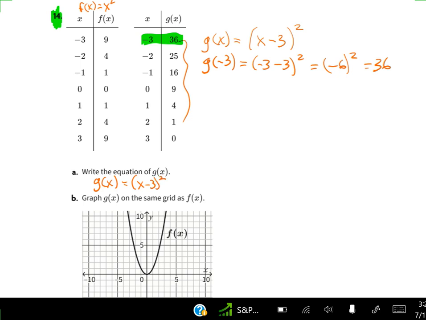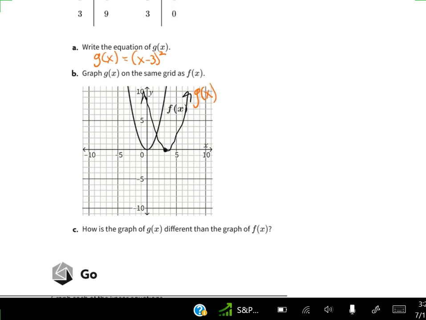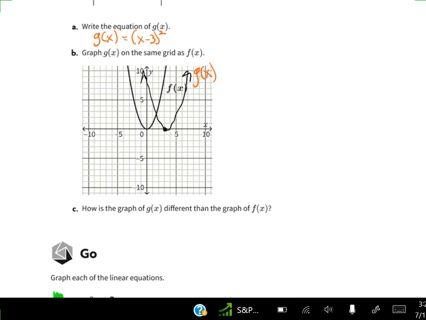And in order to sketch this, this is one of the ones that's a little bit tricky, is that every value is going to be shifted to the right 3. So minus 3 shifts it to the right 3. So this point right here, the vertex moves from 0, 0. And I'm just going to kind of sketch this. It'll look something like this. So there's our g of x right here. And as was the case with number 12, how does the graph differ? All the values are shifted, in this case, to the right 3.